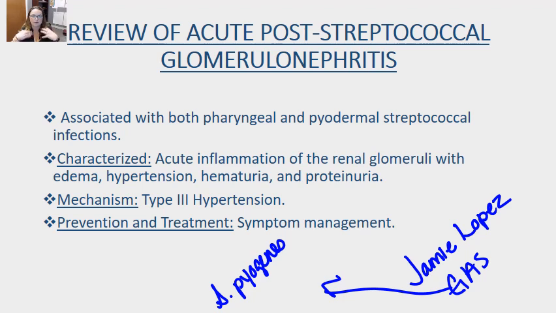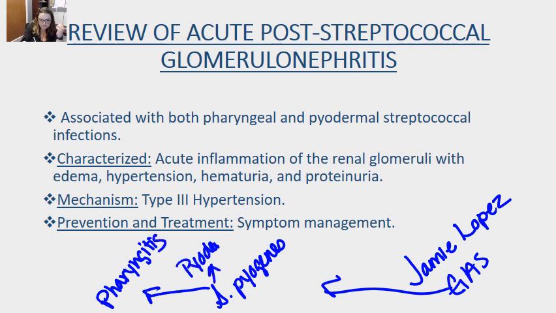Most of us have had strep throat at some point in our life. It's the cause of group A strep. But besides just pharyngitis, which is the actual term for strep throat, it's also the cause of pyoderma and other skin infections. Basically, the thing you need to know is that you can get PSGN, or acute post-streptococcal glomerulonephritis, from either a pharyngeal or a pyodermal streptococcal infection. This is a post-infectious sequela of strep throat.